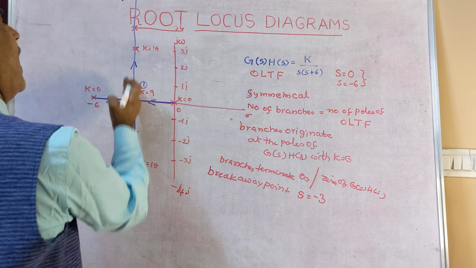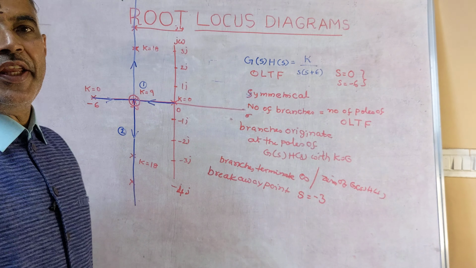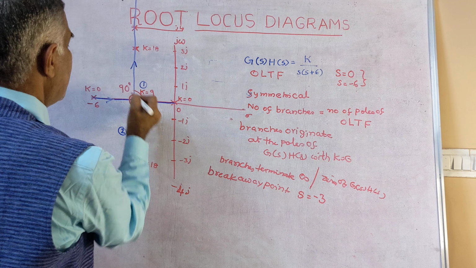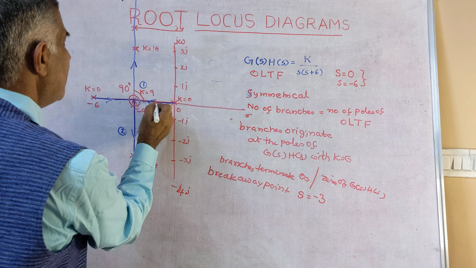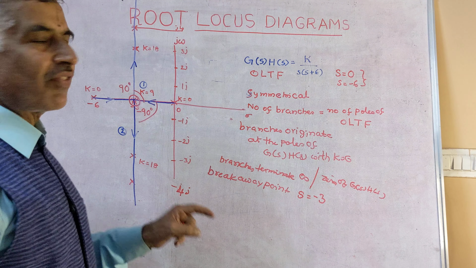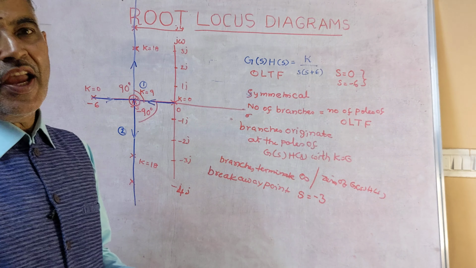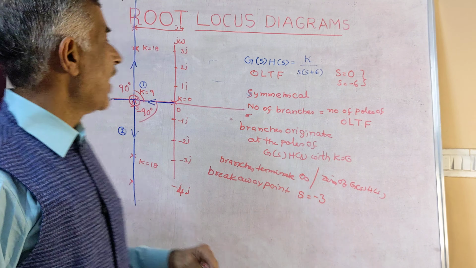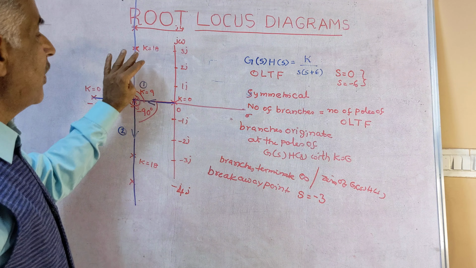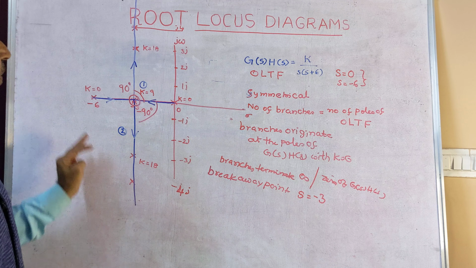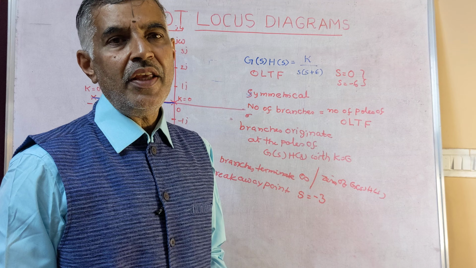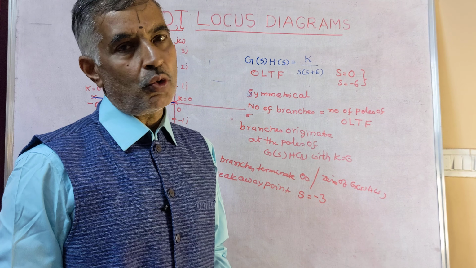And next, at what angle is it approaching infinity? At an angle of 90 degrees. This is 90 degrees, and this is minus 90 degrees. Later we are going to call these two angles, plus 90 degrees and minus 90 degrees, the angle of departure. So these are the points highlighted here. I hope that you have made observations in this diagram, and in the next class I can easily take up what is known as the theory of root locus. Thank you.